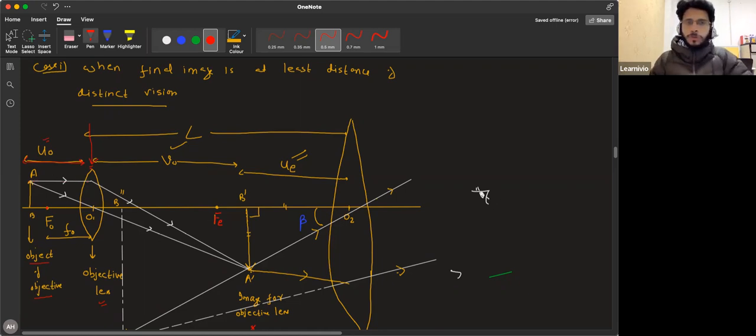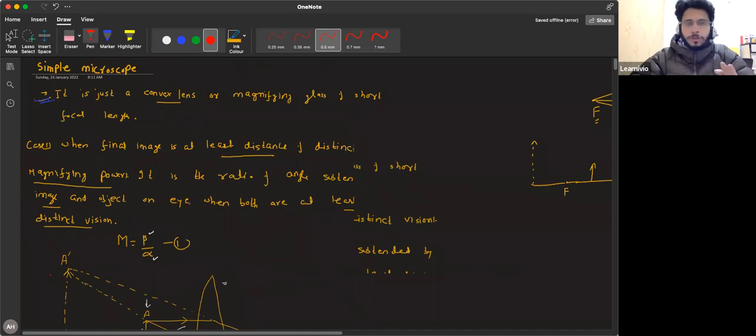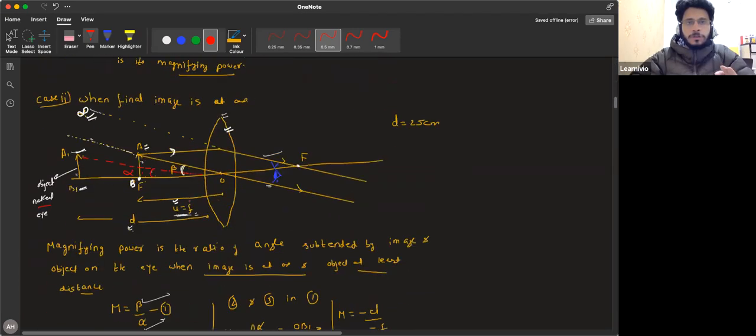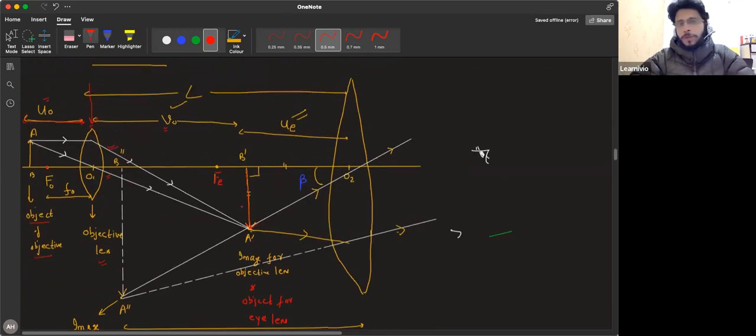Now we will see the image of this objective lens. Two rays we will use for the image formation. One is parallel to the principal axis, another is passing through the optical center. This is the first ray, this is the second ray. These two rays meet at this point, and this is your image, A prime, B prime. So A prime, B prime is the image for your objective lens. For the objective lens, this V naught is the image distance. For the objective lens, AB is the object and A prime, B prime is the image.